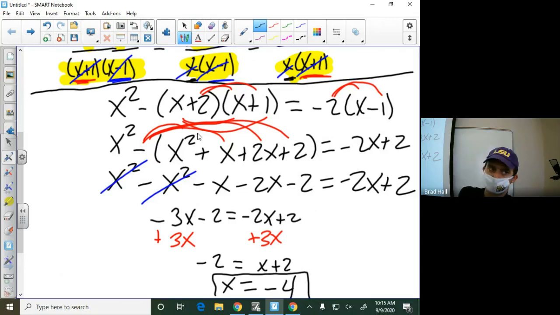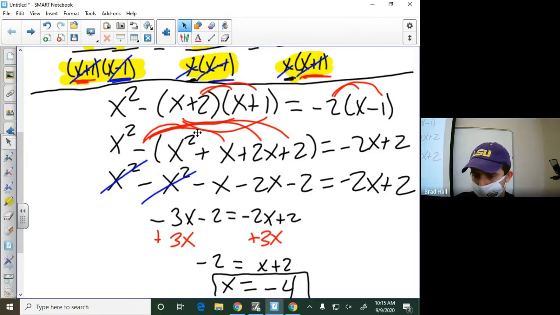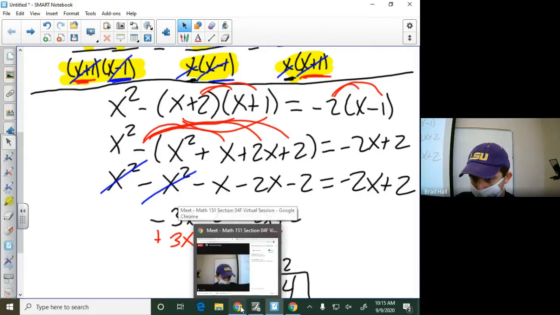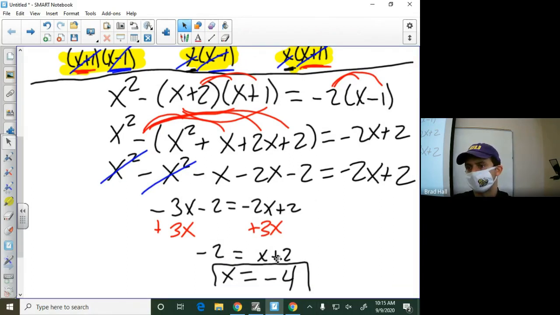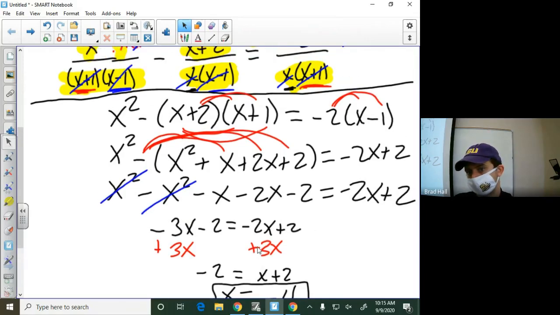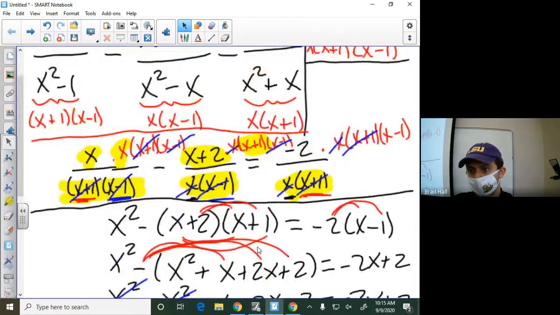I think that's probably the most hardcore problem in the homework. So don't think every problem's like that. So the final question is, do we keep it or do we reject it? By it, of course, I'm referring to negative 4. So if I plug in negative 4 into every denominator, will I get a 0 at all? The answer is no. We can keep this answer.